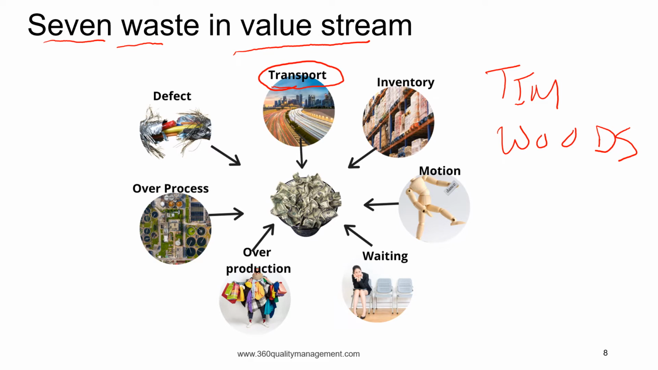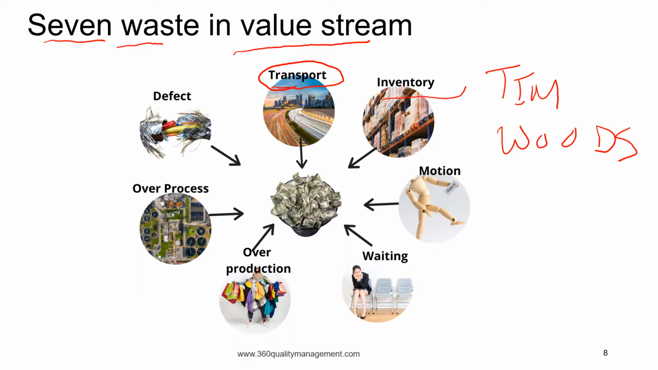It is the movement of parts from one location to another location. And the more movement there is, the more waste we are creating. An example would be moving parts from a warehouse in another building to a production area.